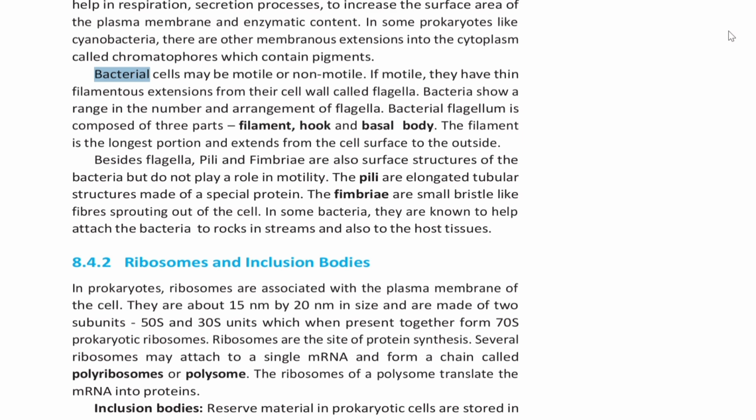Besides flagella, pili and fimbriae are also surface structures of the bacteria, but do not play a role in motility. The pili are elongated tubular structures made up of a special protein. The fimbriae are small bristle-like fibers sprouting out of the cell. In some bacteria, they are known to help attach the bacteria to rocks in streams and also to the host tissues.